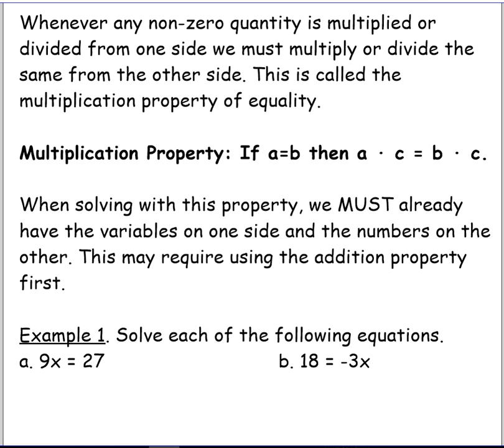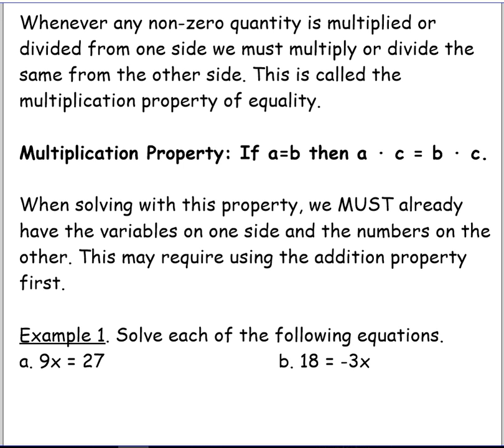When solving with this property, we must already have the variables on one side and the numbers on the other. This may require using the addition property first. So what this is saying is that you need to simplify and move everything with the x on one side of the equation, anything that does not have the x onto the other, and then use this property to get x by itself. Let's take a look at a couple examples.